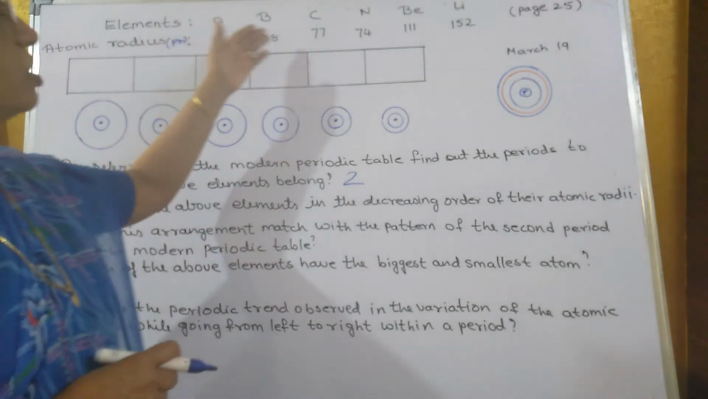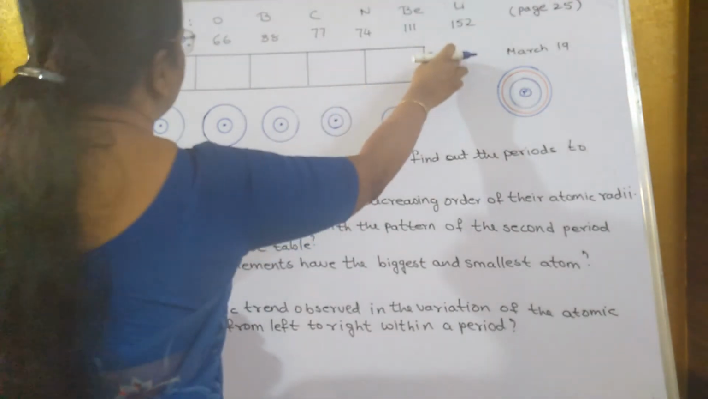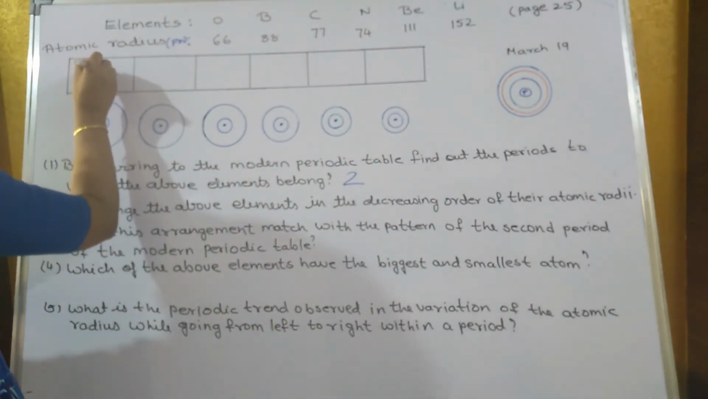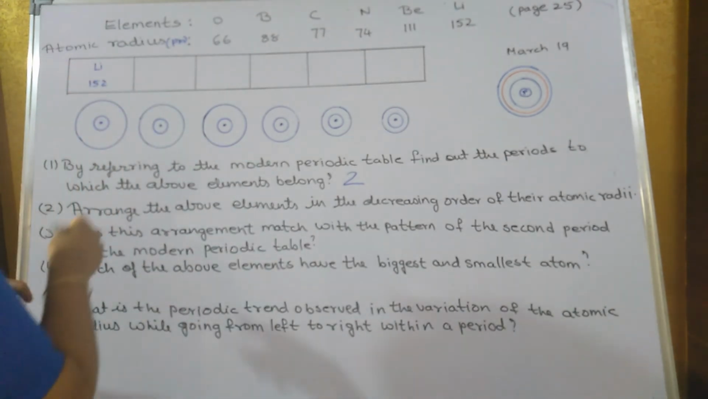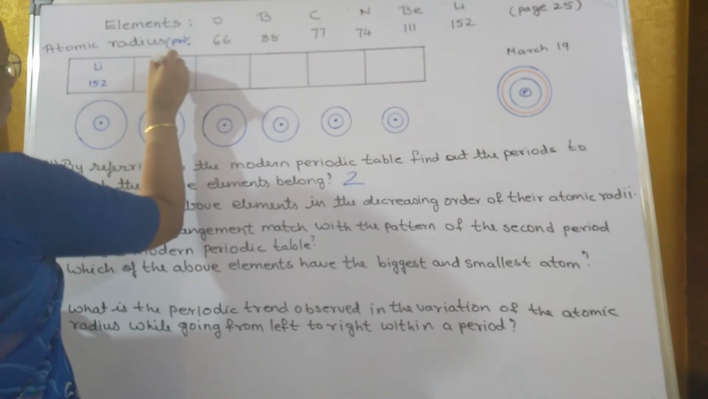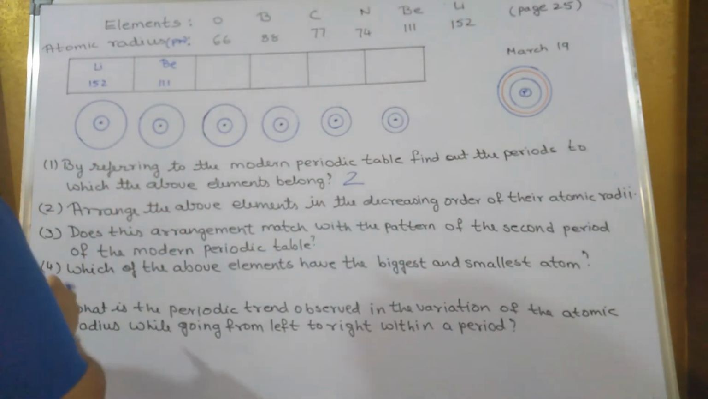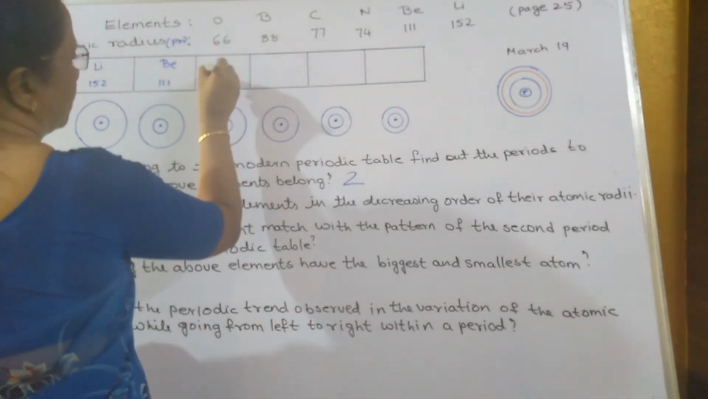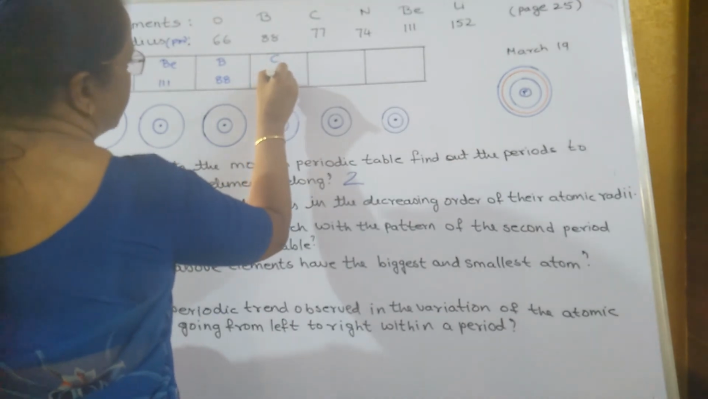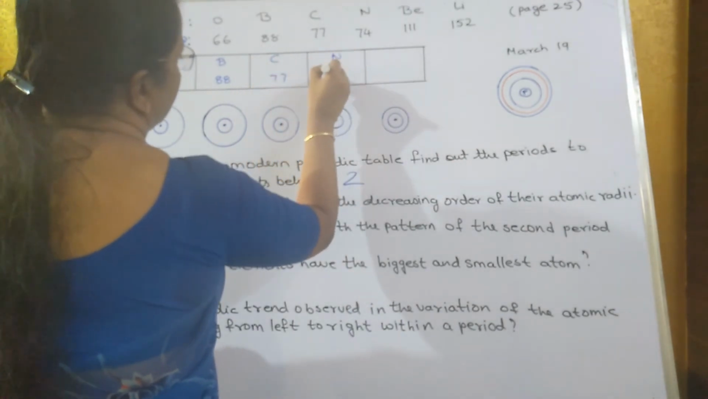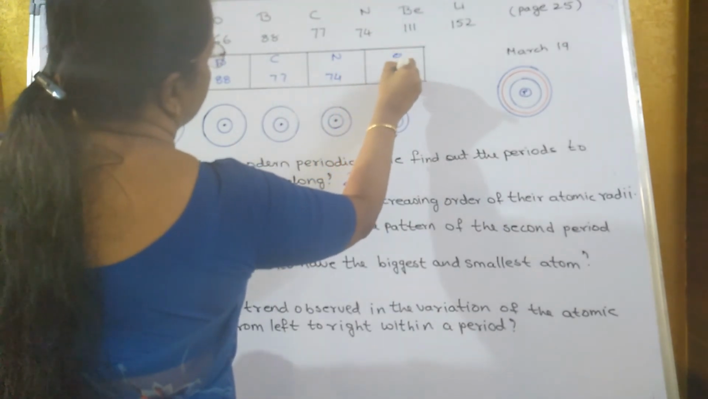Arrange the above elements in decreasing order of the atomic radii. So arrange these elements in decreasing order of the atomic radii. So first what will come? Lithium, that is 152. Now next, which is less than lithium? Beryllium, that is 111. Next what will come? Boron, that is 88. Next carbon, that is 77. Next nitrogen, that is 74, and next oxygen, that is 66.